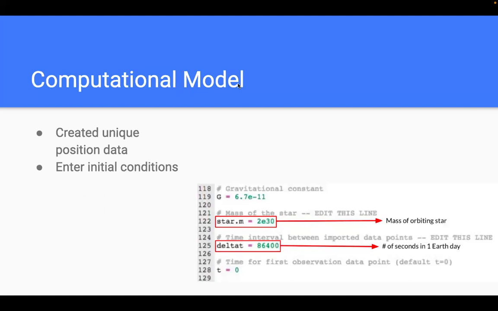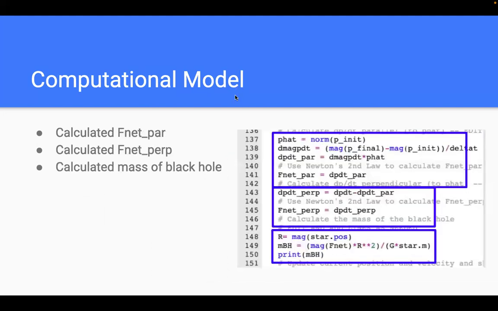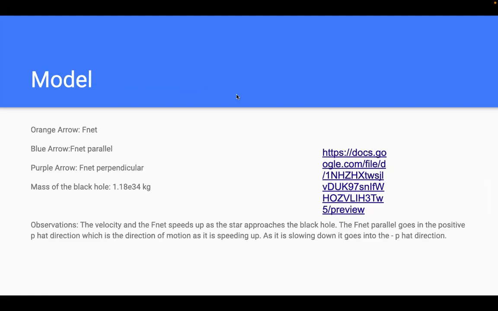This is the computational model where we created the unique position of the data and entered the initial position conditions. And then we calculated the change in momentum and the F net of delta p over delta t. And in this computational model, we calculated the F net parallel and the F net perpendicular, and we calculated the mass of the black hole. Here we set the arrow scale, created the arrows to represent each force, and advanced the time. And here is a link to the model.